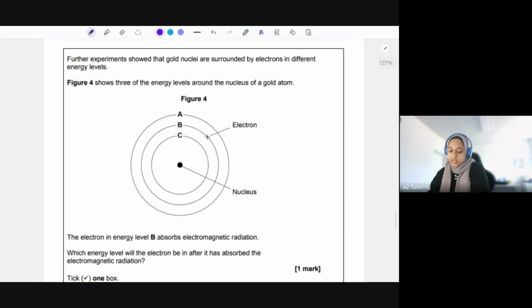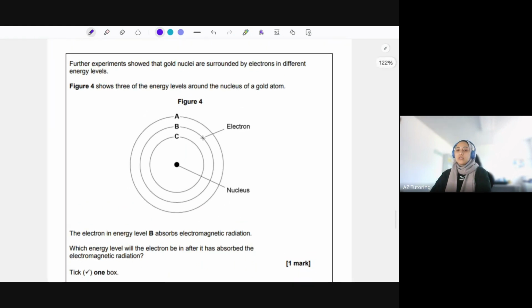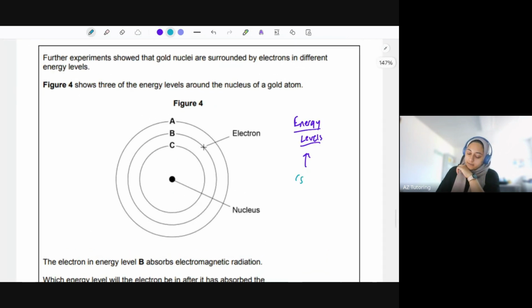Okay, let's have a look at this. This is another common question as well: the absorption of radiation and emission of it. Now in chemistry, they call them shells, but in physics we call them energy levels. So don't refer to A, B, C here as shells, call them energy levels, but really it is the same as shells. Don't get confused. They just like using different terms for each subject.